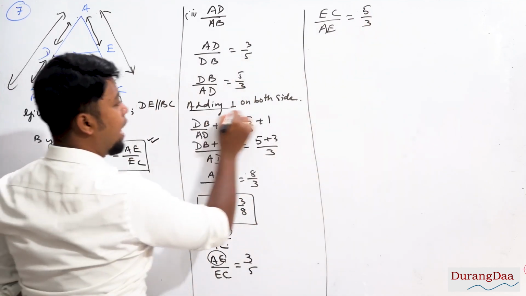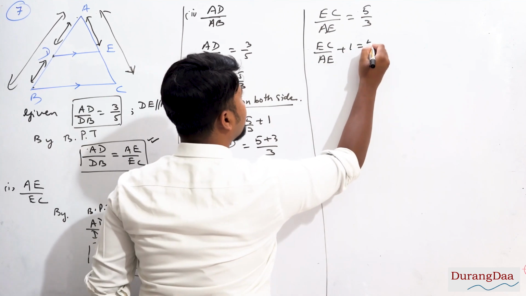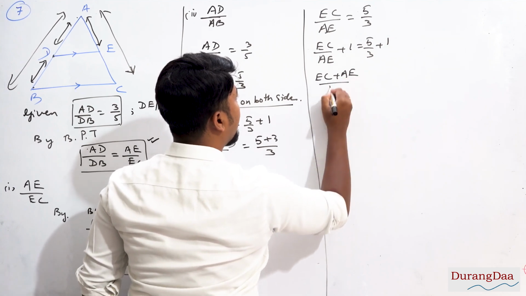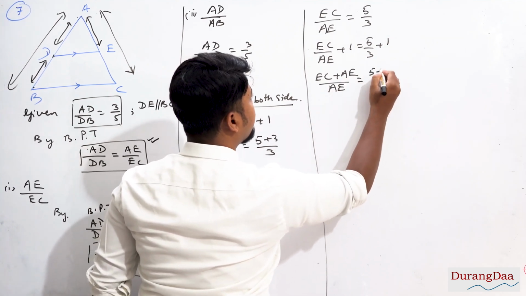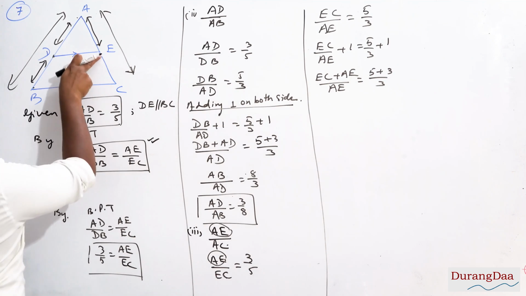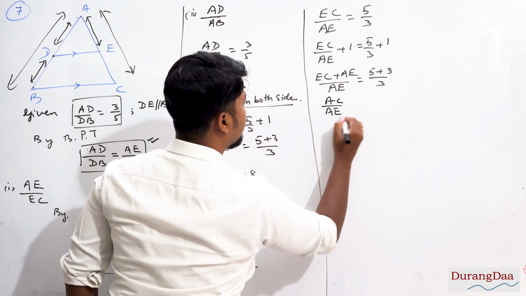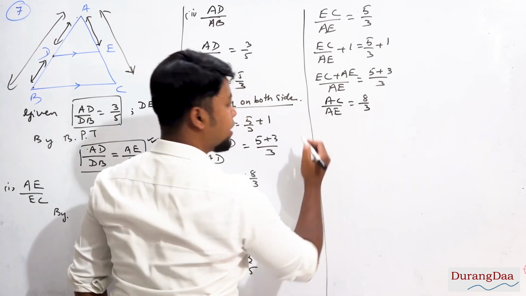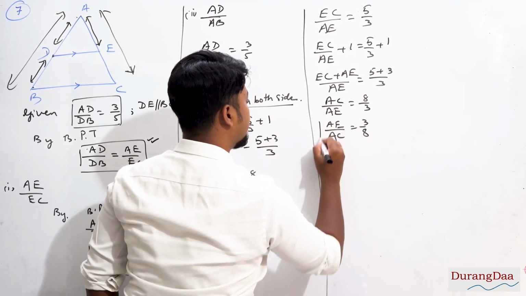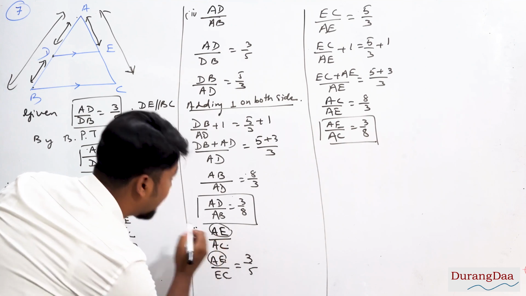Now you know what to do. Adding 1 on both sides. So EC by AE plus 1 equals 5 by 3 plus 1. So this would be EC plus AE by AE equals 5 plus 3 by 3. So EC plus AE, look here, would again be AC. AC by AE equals 8 by 3, or you can just take the reciprocal again, AE by AC would be equal to 3 by 8. I think this is the required result. So we have calculated the value of AE by AC also.